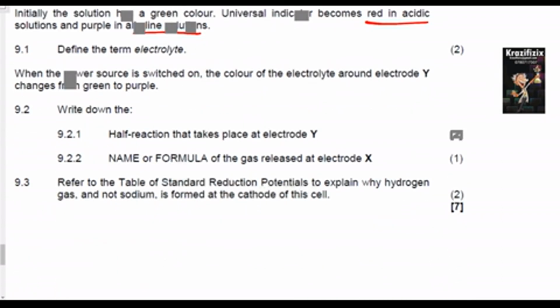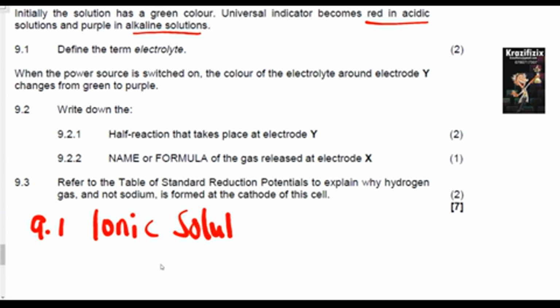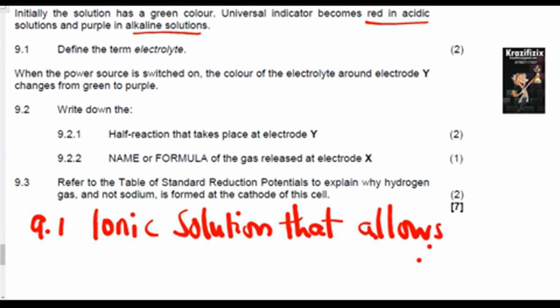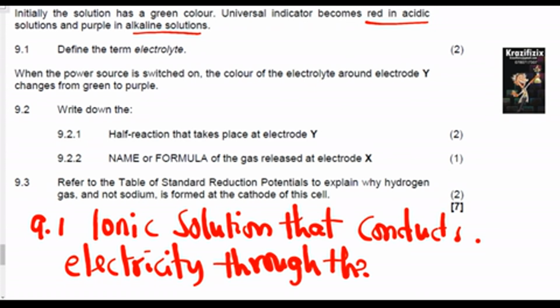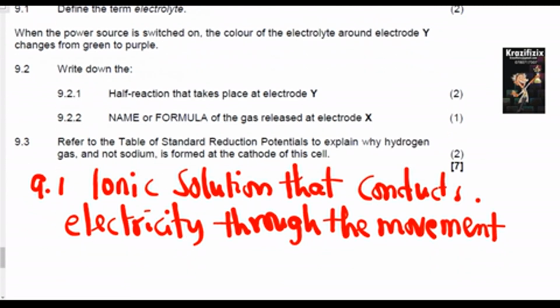An electrolyte, of course, we know is an ionic solution that conducts electricity through the movement of ions. We define this while explaining the movement of ions. Right? Ions must be free to move.